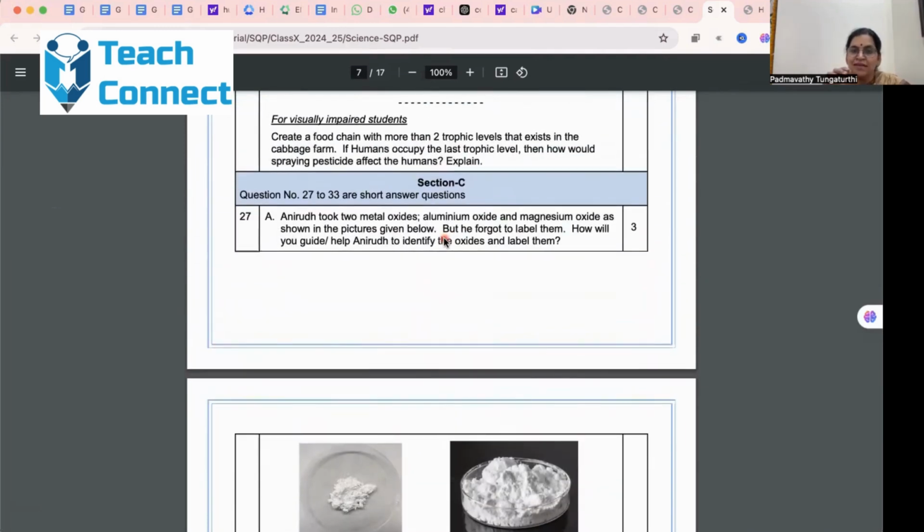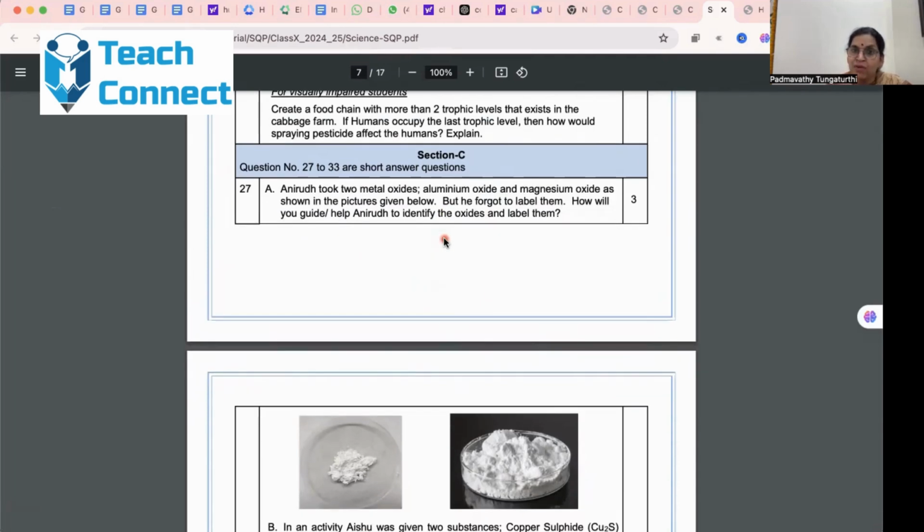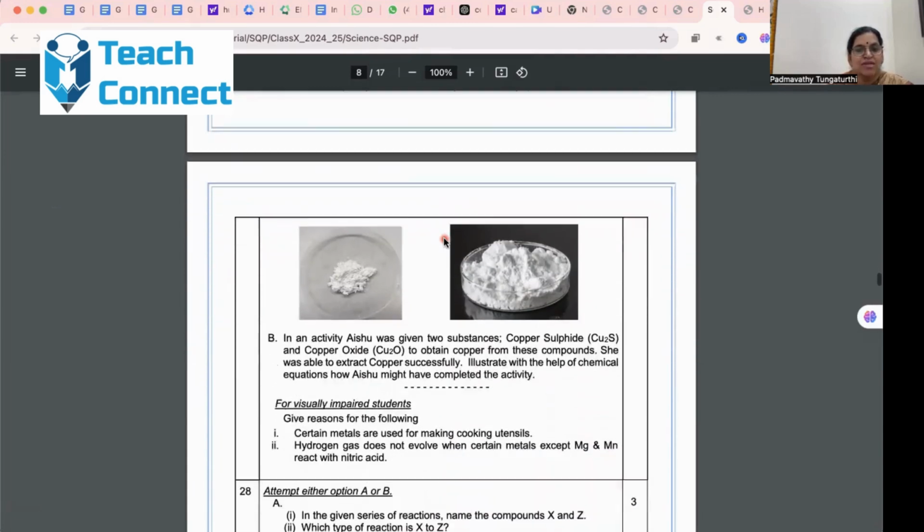Does the student know that magnesium oxide is a basic oxide and aluminum oxide is an amphoteric oxide? That is how this question is an application question. The student has to evaluate. It is a higher order thinking skill question.